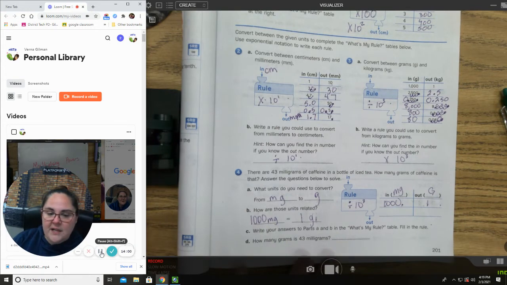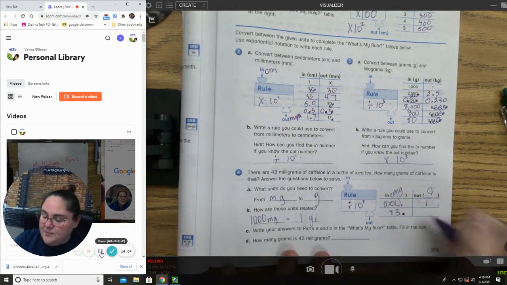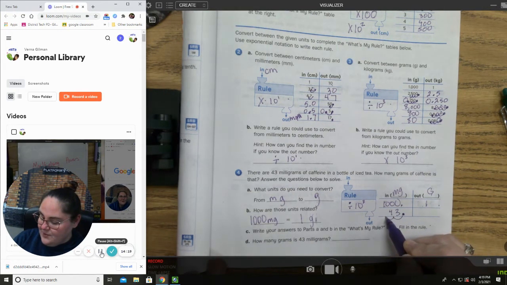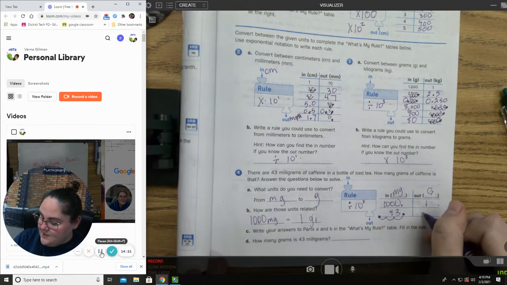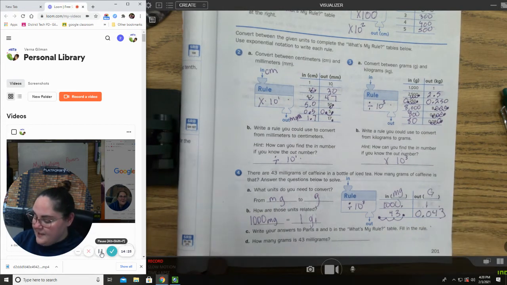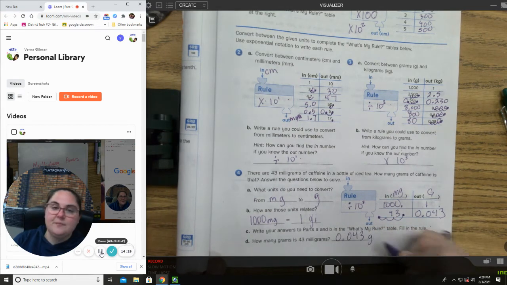Let's try it with 43. So if I have 43 milligrams, my decimal should be here. Divide it by 10 to the third. If you divide by 10 to the third, how many grams would that be? One, 2, 3. So 0.043. That is your final answer. 0.043 grams.